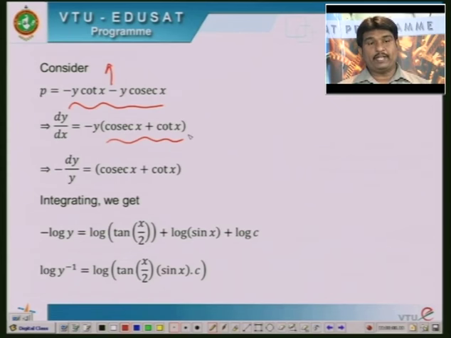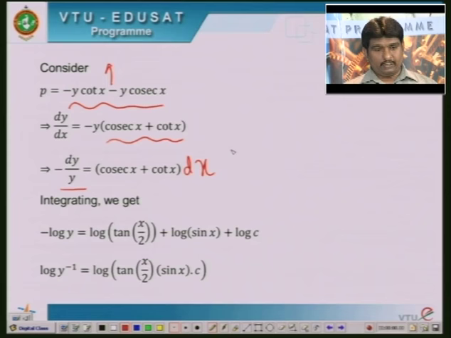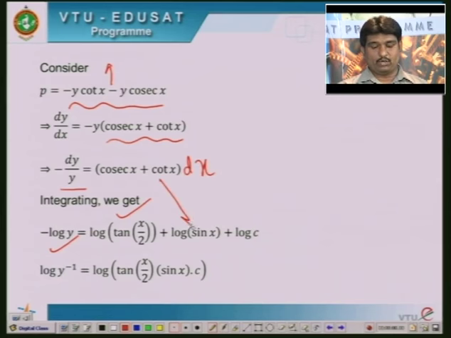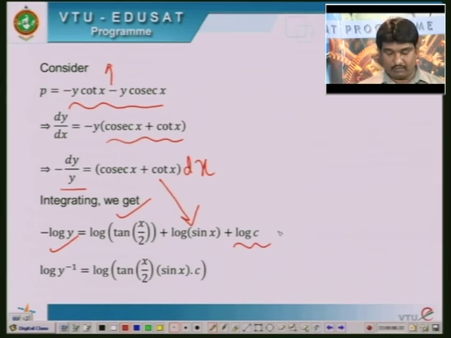You separate x and y terms, it will be dy by minus y equals cosecant x plus cot x into dx. Now it is in separable form. Integrate it. You can write integral of 1 by y as log y. As usual, integration of cosecant x is log of tan x by 2. Integration of cot x is log of sin x, and I have taken the arbitrary constant as log c, and the reason is justified. I have already told you.